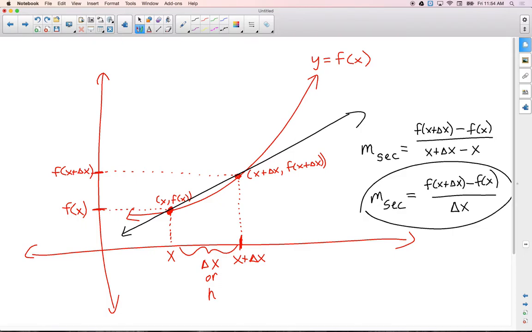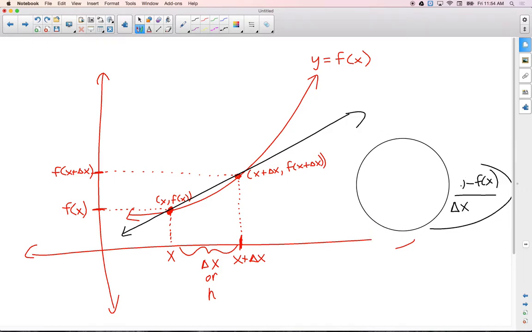Can I erase? There might be a benefit to actually duplicating this graph, but it's kind of up to you.